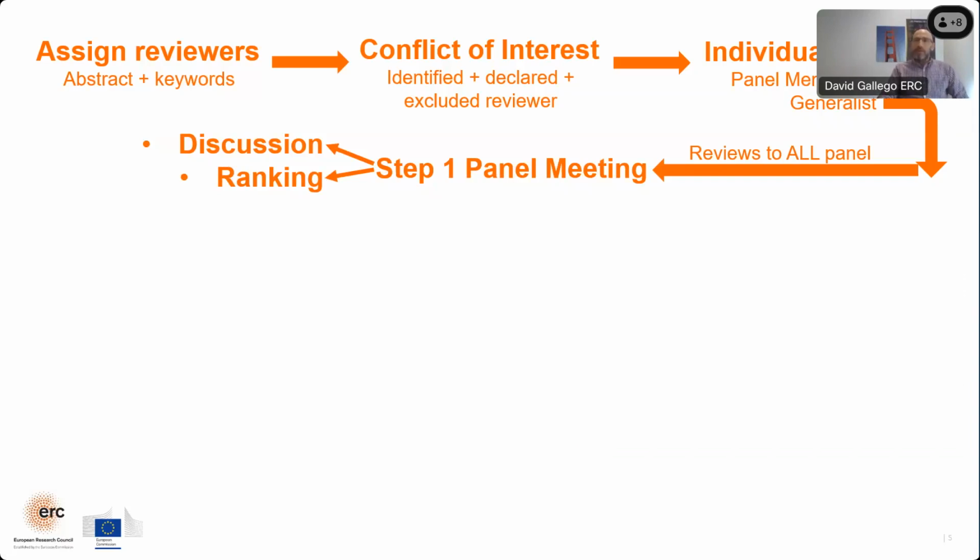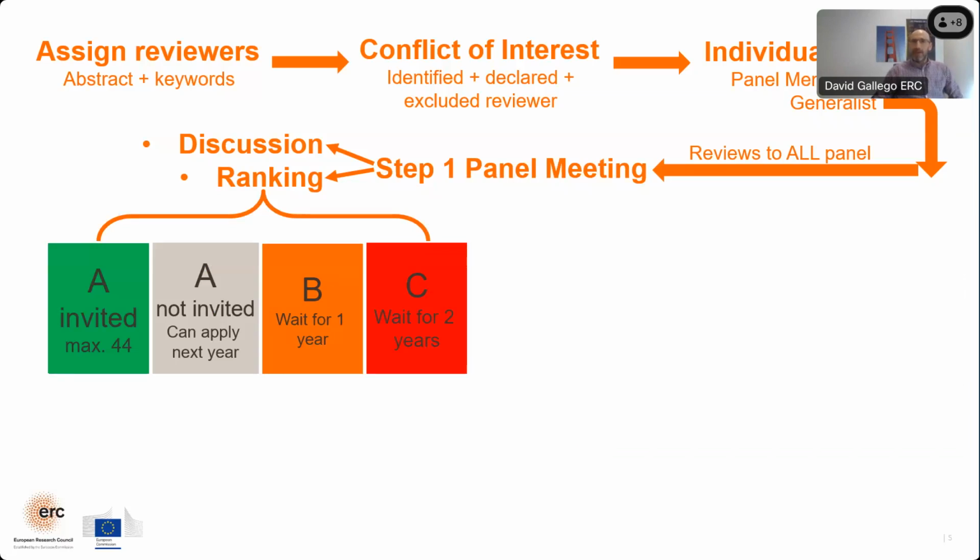The ranking at step one consists of three main categories, A's, B's, and C's. But as you can see in the slide, there are two types of A's. Overall, A means the proposal is of excellent quality and deserves to pass to step two. B means the proposal is of good quality, but not enough to pass to step two. And C means the proposal is not up to the standards of the ERC, and maybe also the candidate has not demonstrated enough independence or enough scientific expertise to carry out the proposed project.